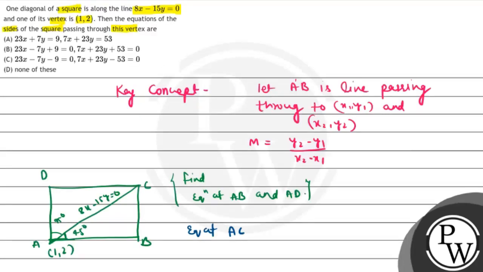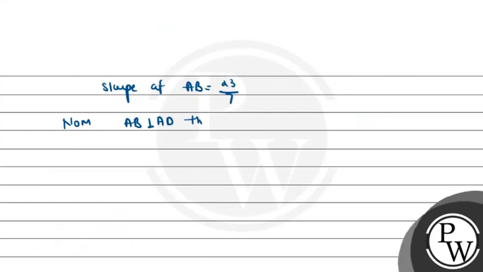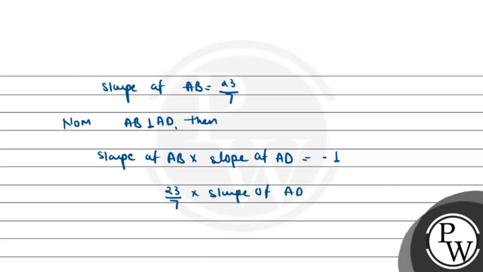Now AB is perpendicular to AD. So AB perpendicular to AD, then we can write slope of AB multiplied by slope of AD. When two lines are perpendicular, the product is minus 1. So from here we can write 23/7 multiplied by slope of AD is equal to minus 1. So from here the slope of AD will be minus 7/23. Okay, so the slope of AD and the slope of AB are found. Let's say this is equation number first and this is equation number second.